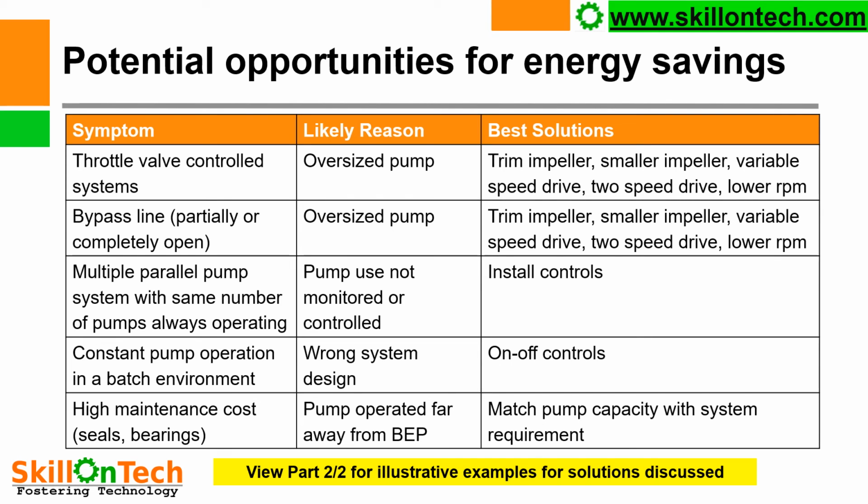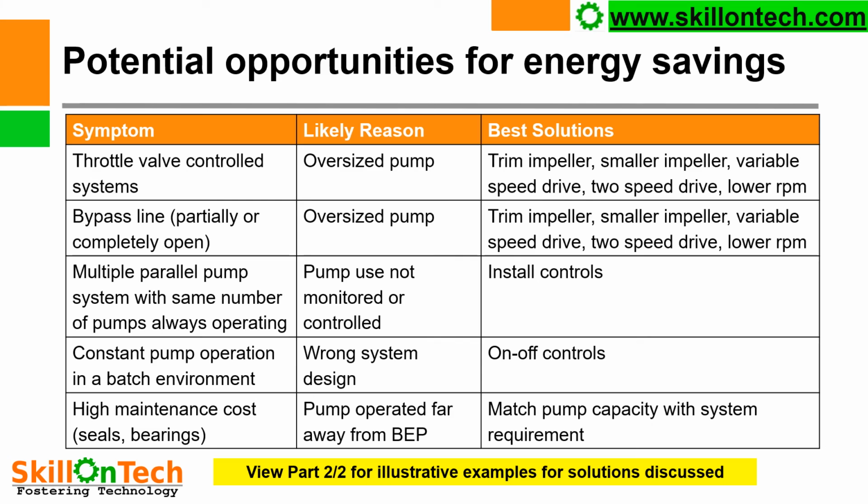As we know, the same flow requirement may not always exist. The flow requirement may vary during different times. So what may be the likely reason? Pump use not monitored or controlled. Solution: install proper controls. Constant pump operation in a batch environment means you are operating the pump in batches, which means it is a wrong system design. You have to introduce on-off controls to solve this problem and to save energy.